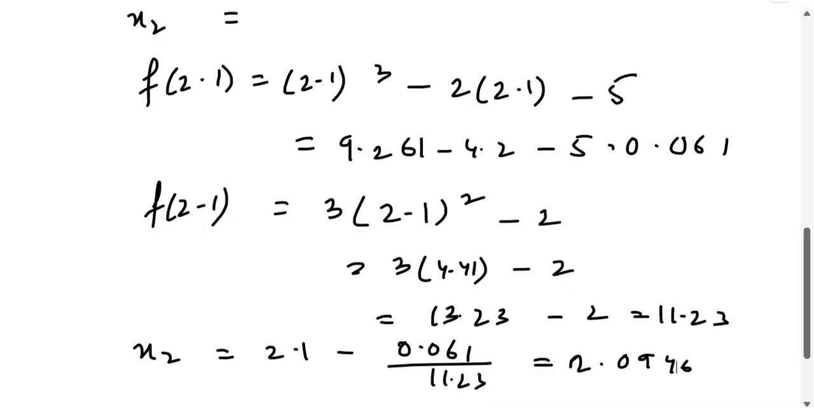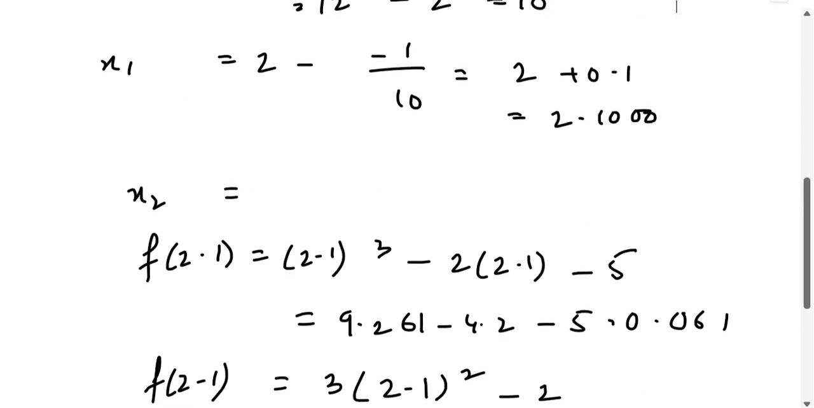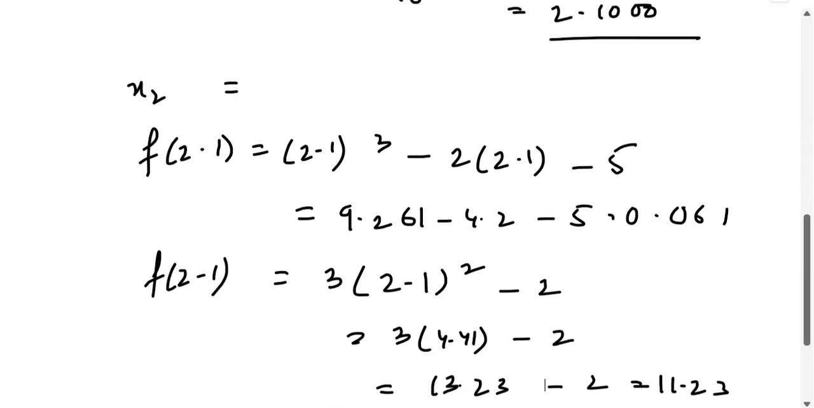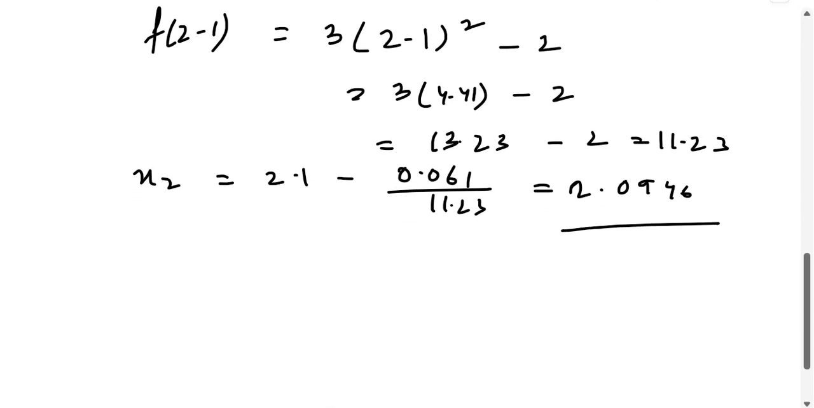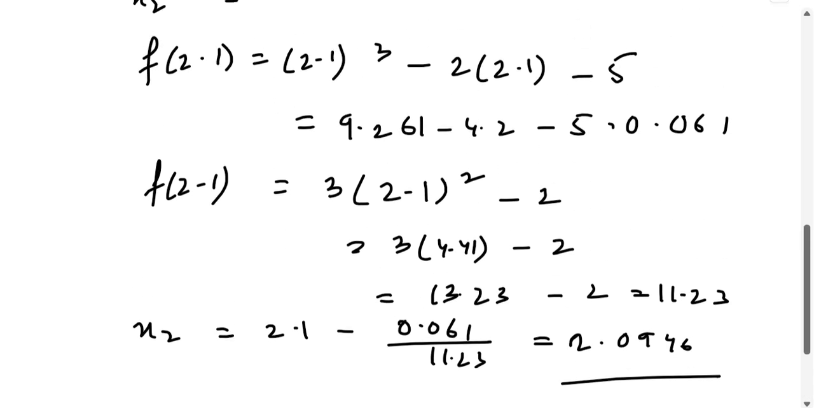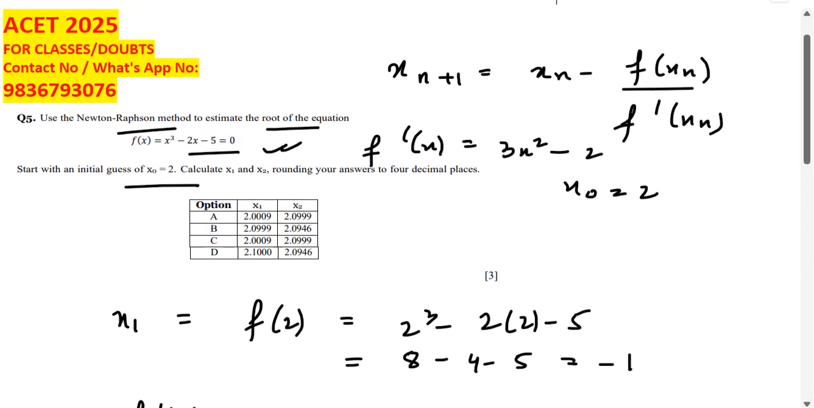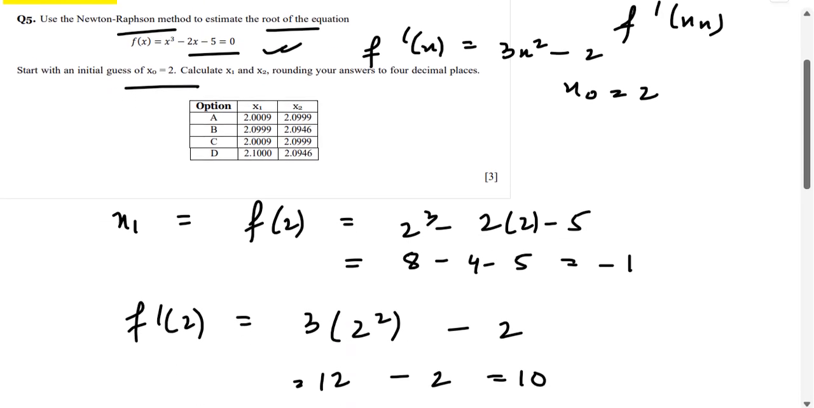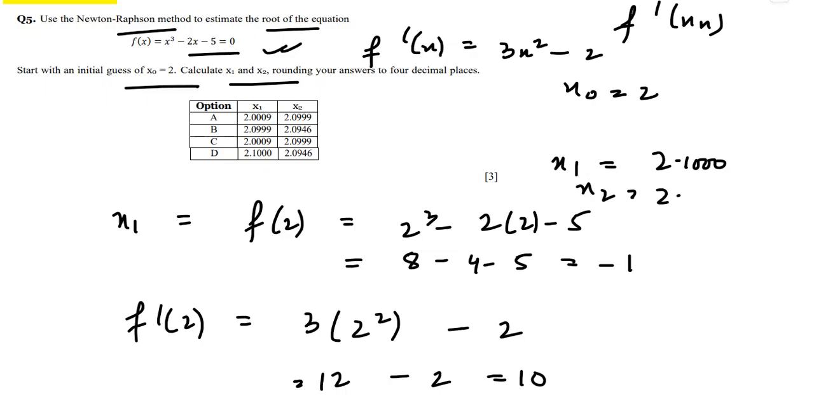So what will be the final answer? x1 coming up for us is 2.1000 and x2 is 2.0946. And what is the correct option? Okay. So the answer is: compute x1 and x2. So x1 is 2.1000 and x2 is 2.0946. This is the correct answer.